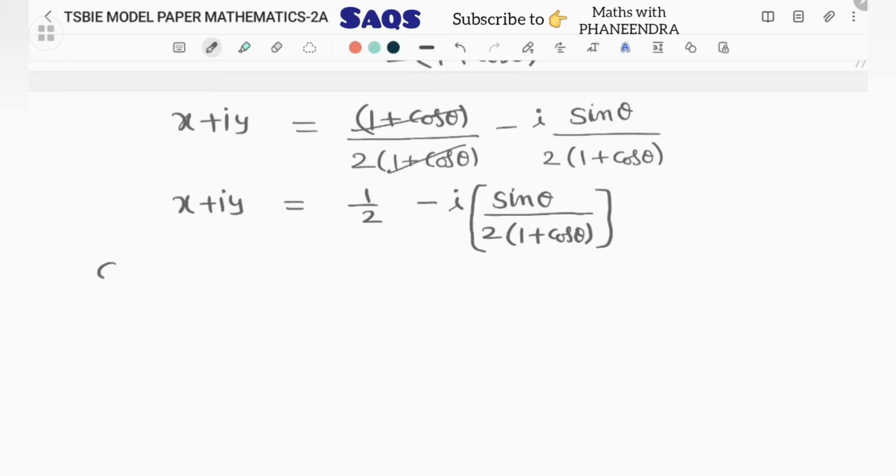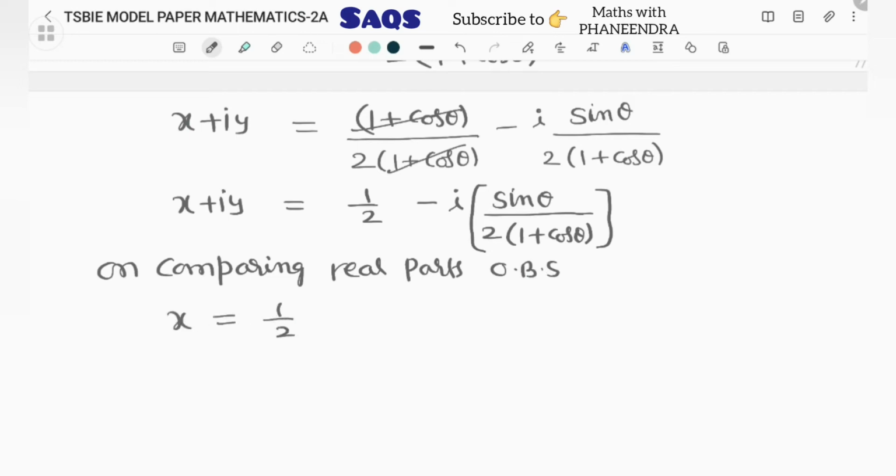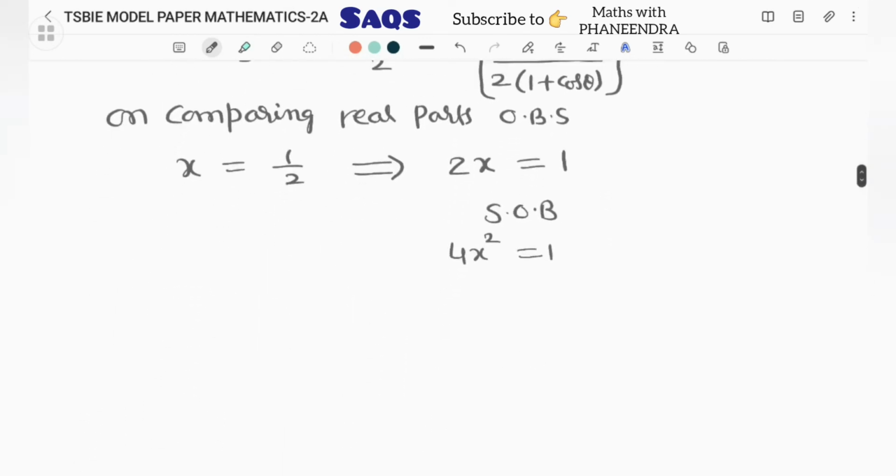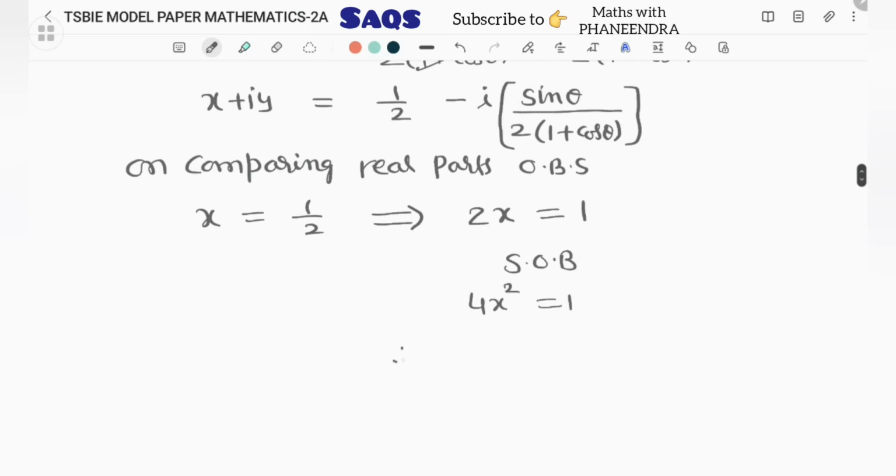So on comparing real parts on both sides, x is equal to 1 by 2. Cross multiply, 2x is equal to 1. Squaring on both sides, 4x square is equal to 1. So what they are asking to prove? Minus 1. So 4x square, that 1 we can take here. Therefore 4x square minus 1 is equal to 0. Hence proved.